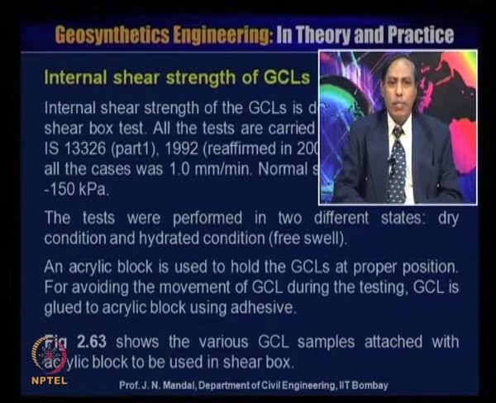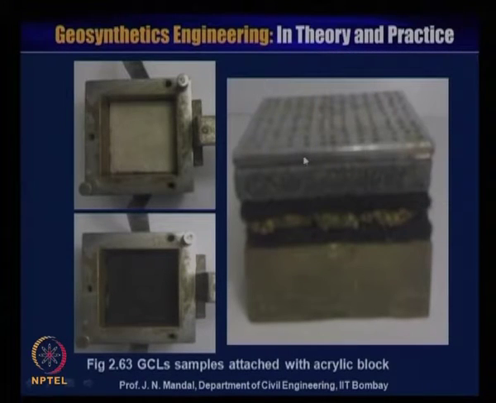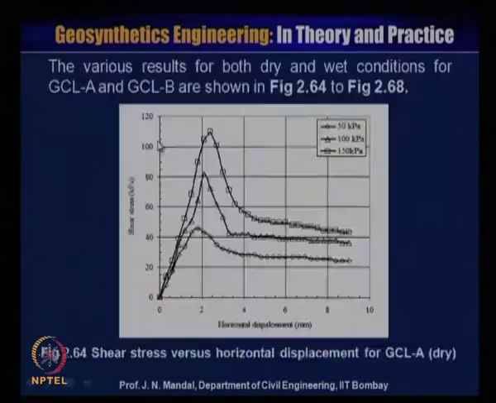An acrylic block is used to hold the GCLs at proper position. For avoiding the movement of the GCL during the testing, the GCL is glued to the acrylic block using adhesive. You can see that in the figure. This is the geosynthetic clay liner sample attached with the acrylic block, and this is the direct shear test machine. So, here we perform the shear test versus the horizontal displacement.